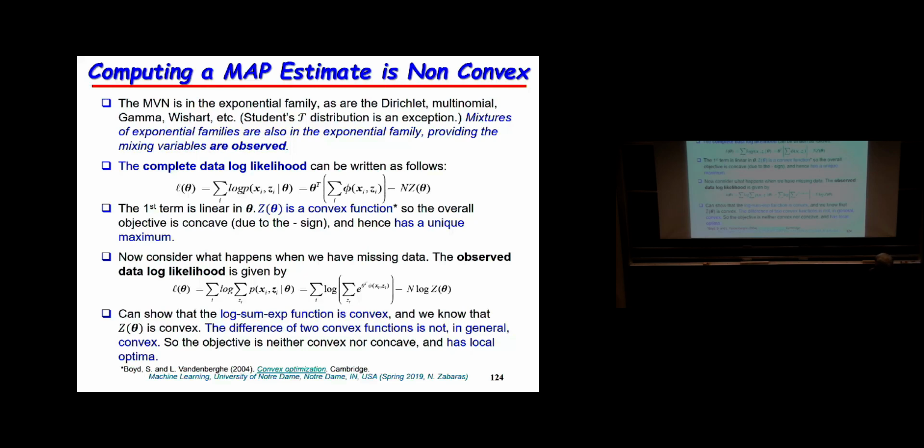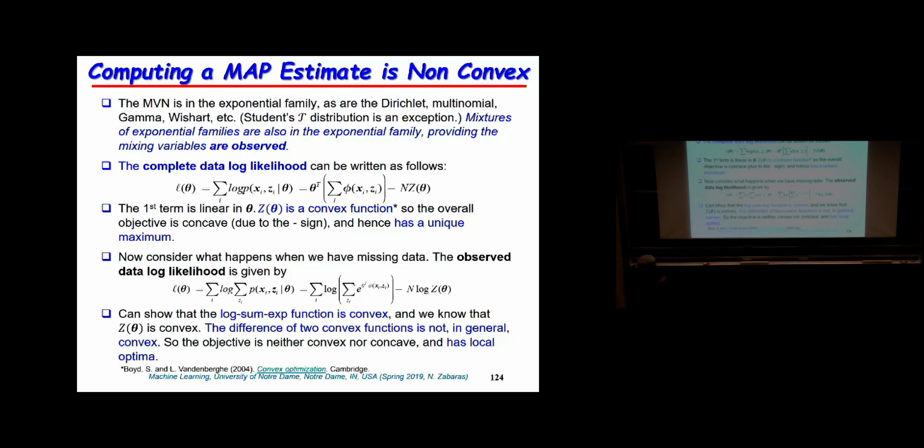But remember, this is if we knew what the z's are. If we knew what the z's are, then indeed we can say that the optimization problem has a unique solution, but we don't know what the z's are. So in our problem, what we need to do is integrate the z's out, take the log, and then get the likelihood by summing over the data points.